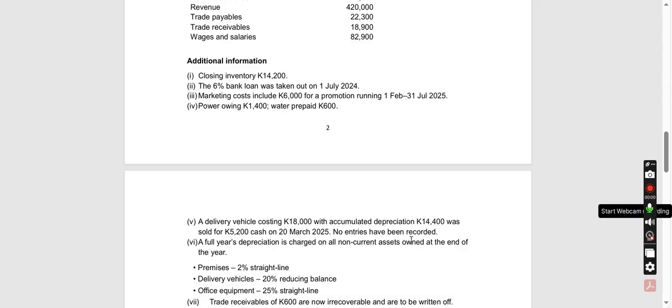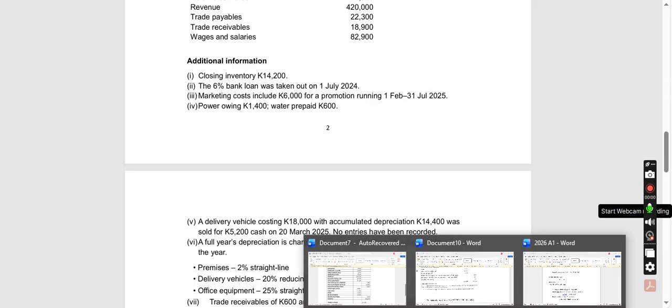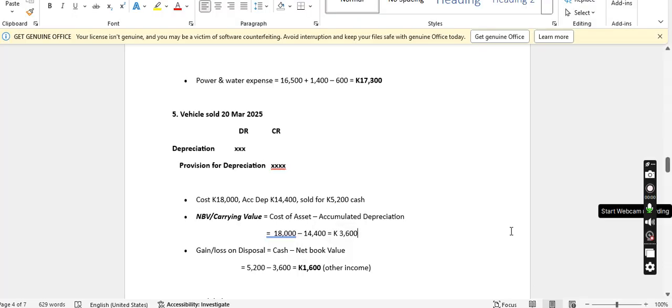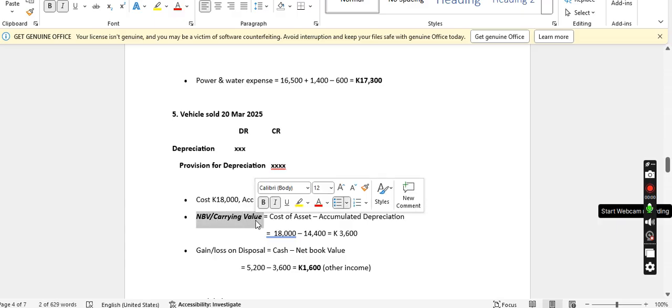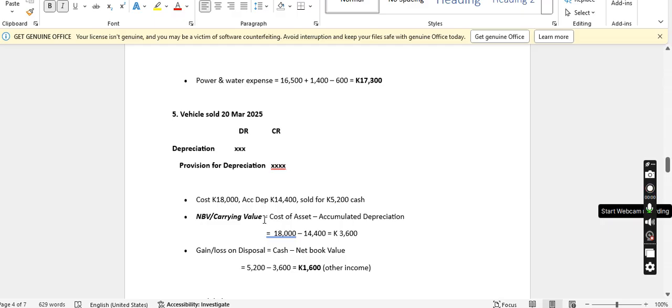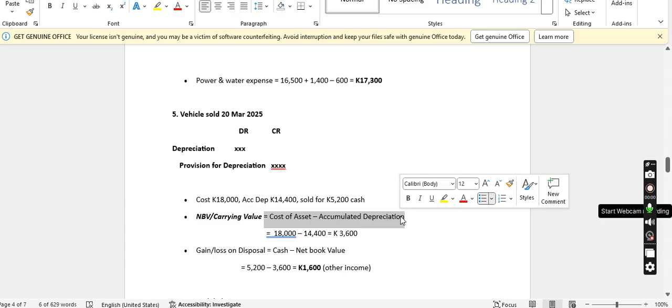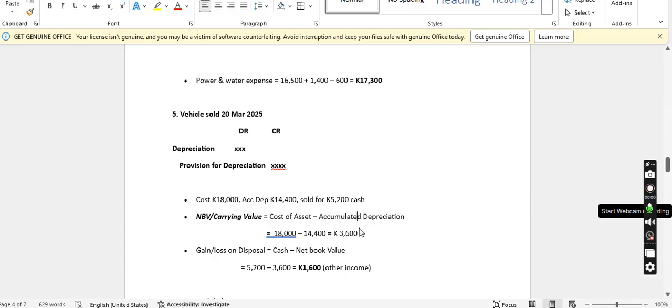this van. So in order to determine if you made a profit or a loss in the disposal of the asset, the first thing you need to do is get our carrying value or our net book value of the asset. What is the value of the asset basically this year? So to get the carrying value, it's the cost of the asset minus the accumulated depreciation. So the van we sold, it was worth 18,000.